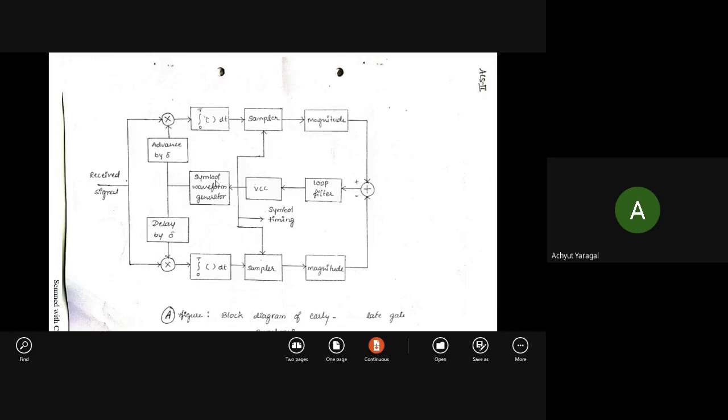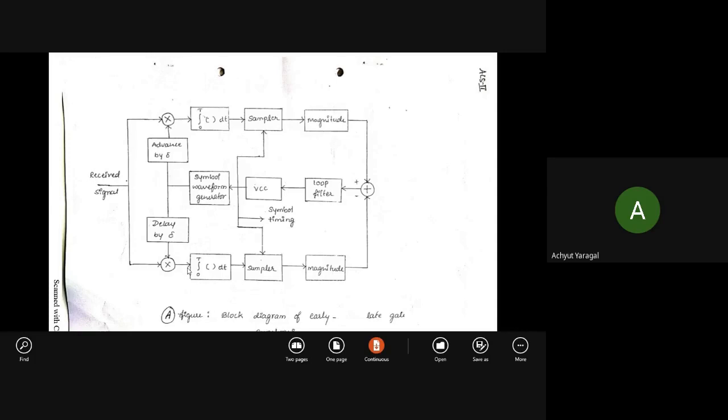Now, how exactly does the symbol waveform generator work? It is going to generate a certain pulse. That pulse will be advanced and delayed. The advanced pulse will be sent to the upper branch and the delayed pulse to the lower branch. The received signal multiplied with the advanced pulse is given as an input to this correlator. Again, the same thing happens in the lower branch: the received signal is multiplied with the delayed pulse and given as an input to this correlator.